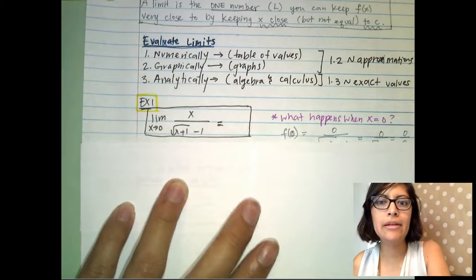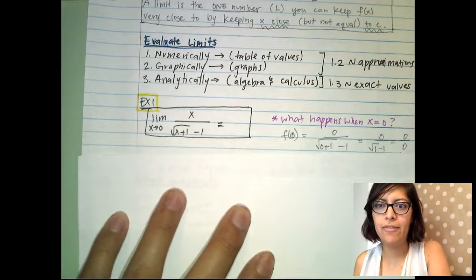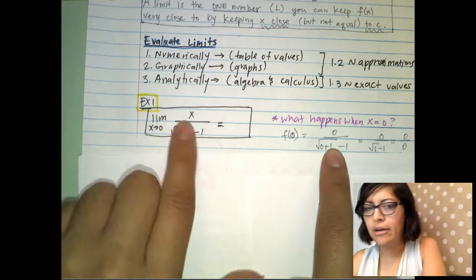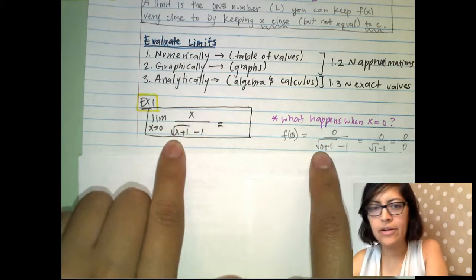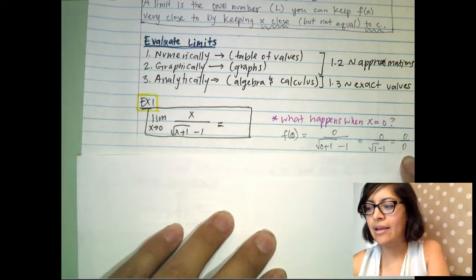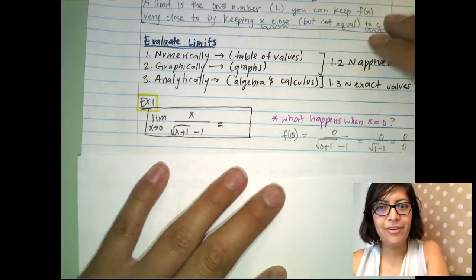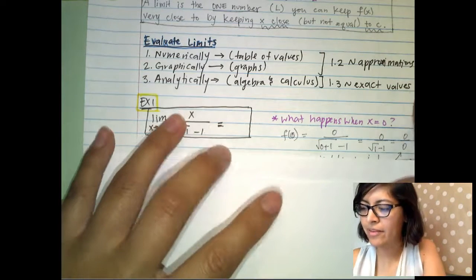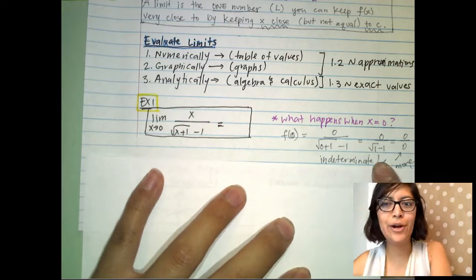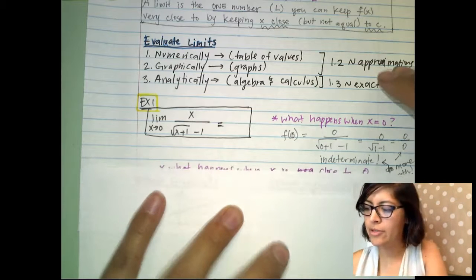When we plug in 0 into this function, very bad things happen. So x is 0 right here, and if we simplify it, we end up getting 0 over 0. Zeros in the denominator are very, very bad. This is what we call indeterminate, meaning we need to do more math.